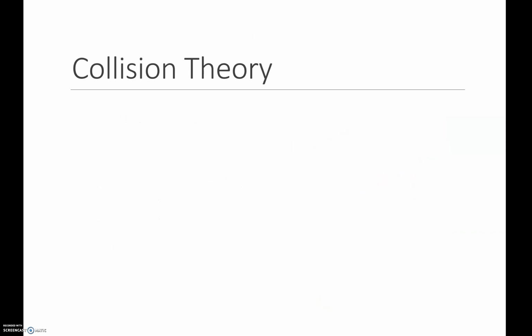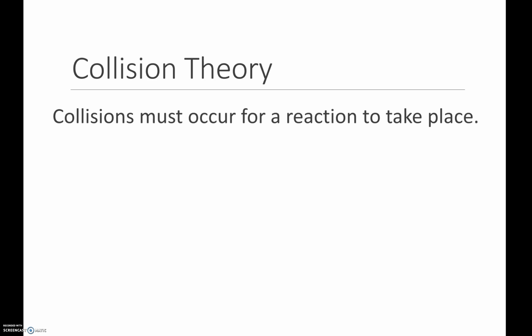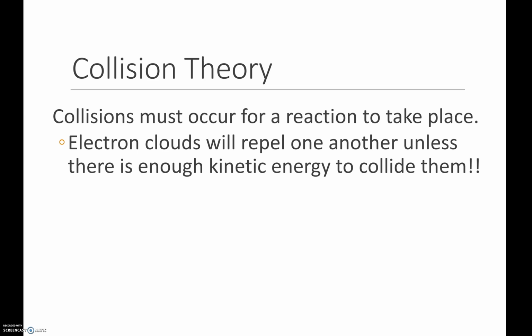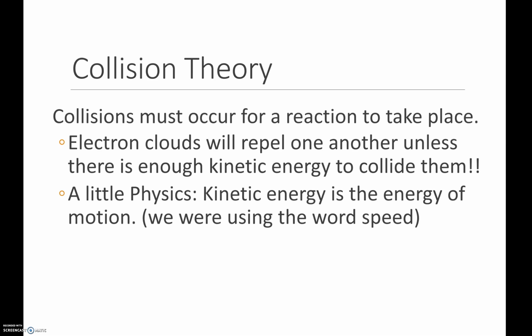One thing that we need to understand in the background information on the lab experiment you're going to do is collision theory. So collisions have to occur for a reaction to take place. If you have two atoms and they're separated and they're not hitting one another, they're not going to create a new compound. So the electron clouds want to repel each other. We've got negative and negative. They're going to want to repel each other unless there's enough kinetic energy to make them collide.